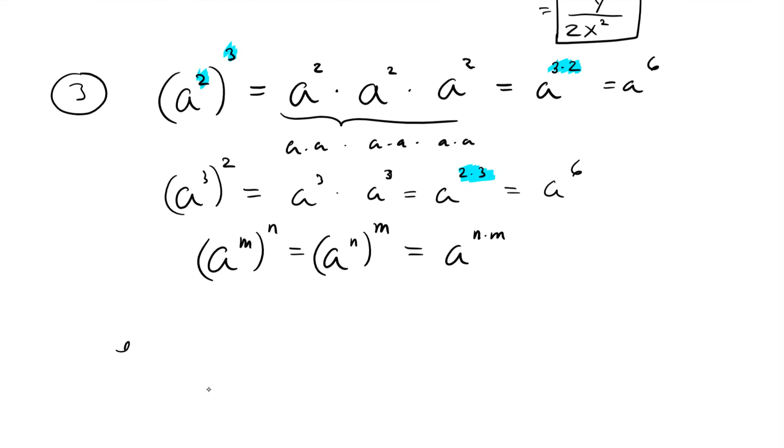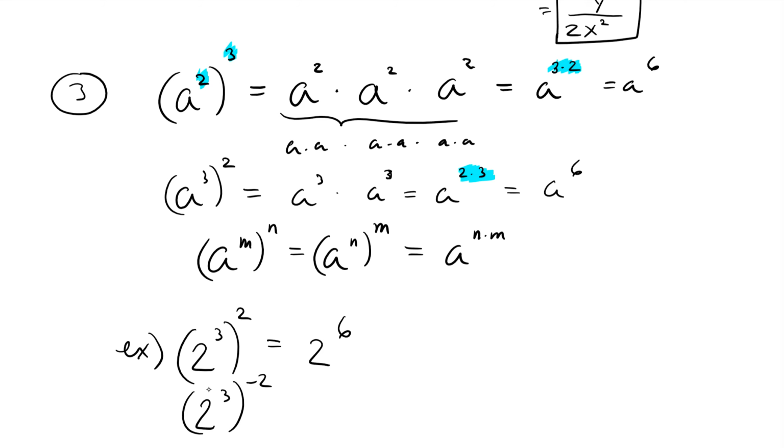So as an example, if I have 2 to the 3, to the 2, then I'm allowed to multiply 3 and 2 together, so that's 2 to the 6. I'm also allowed to do this if one of them is a negative. So if I've got 2 to the 3 to the negative 2, I can still multiply them together. So 3 times minus 2, 2 to the minus 6, and that would be 1 over 2 to the 6.